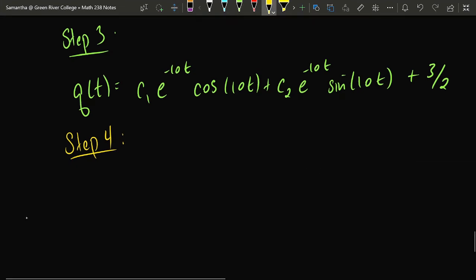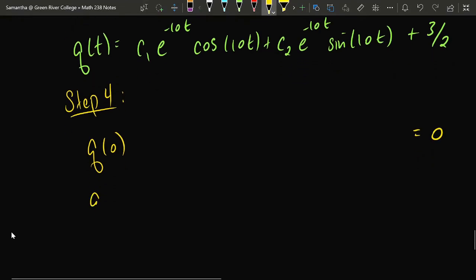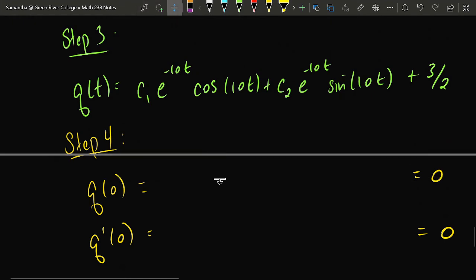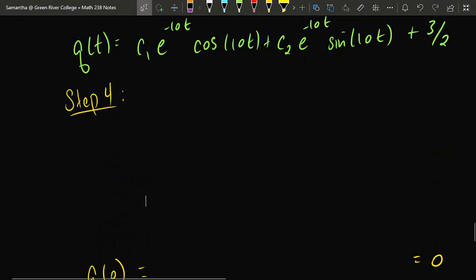We require that the charge is initially 0, and we require that the current, the derivative of charge, is also initially 0. So in order to be able to plug 0 into the derivative of charge, we're going to need to find the derivative of the function q of t written above. I'm going to need more space for that, I think.